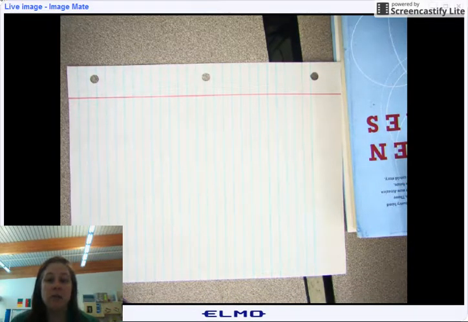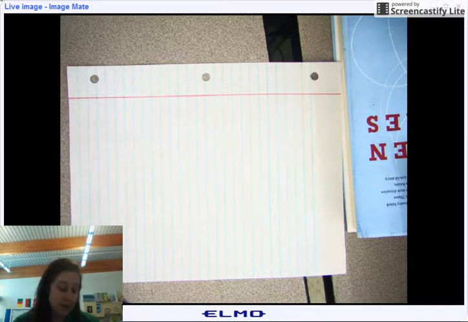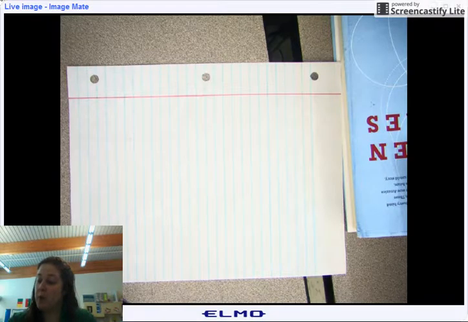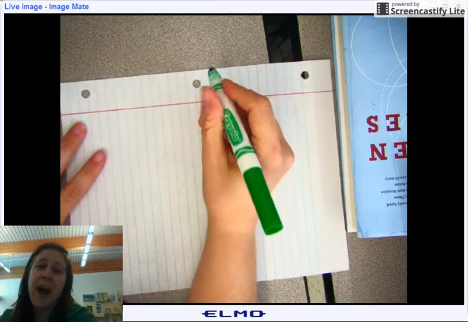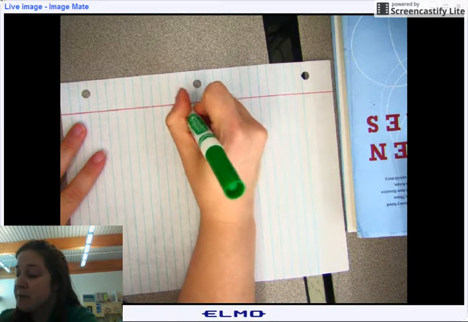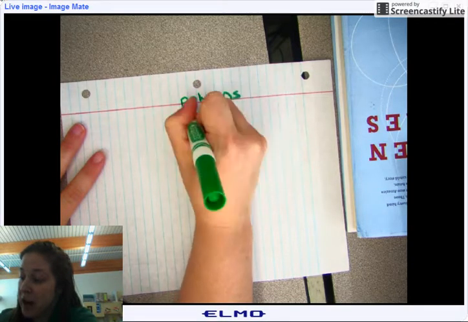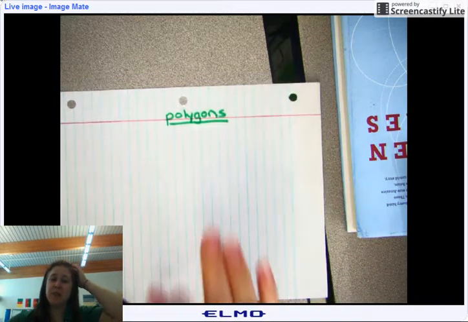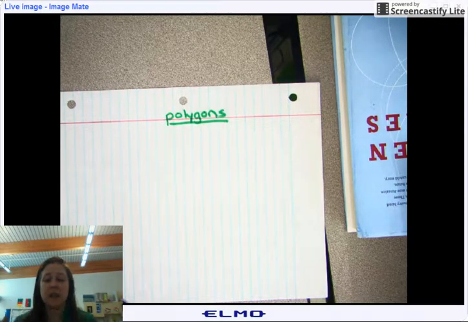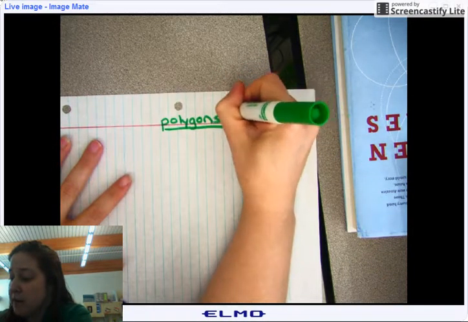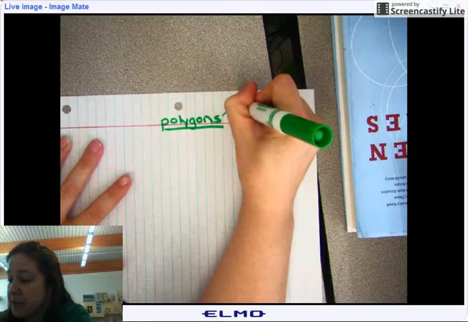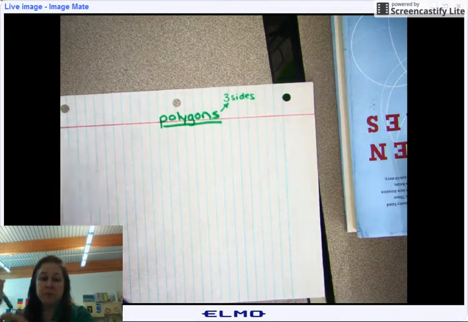our EOG. So what you're going to do right now is on your paper, we are going to be talking about classifications and hierarchy of polygons. And so on your paper, you're going to write polygons. Now, the definition of a polygon is anything with at least 3 sides. So I'm going to write definition here as 3 sides. Okay.